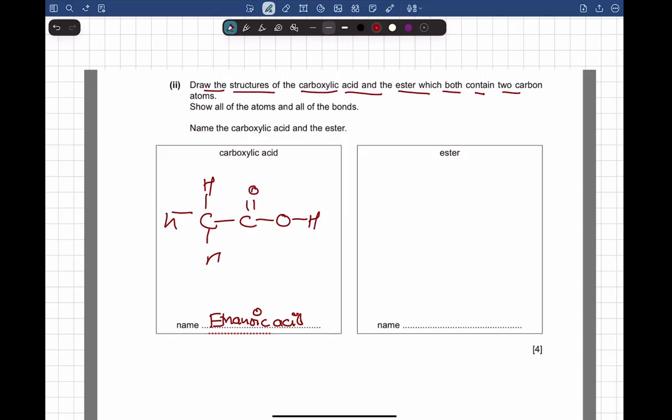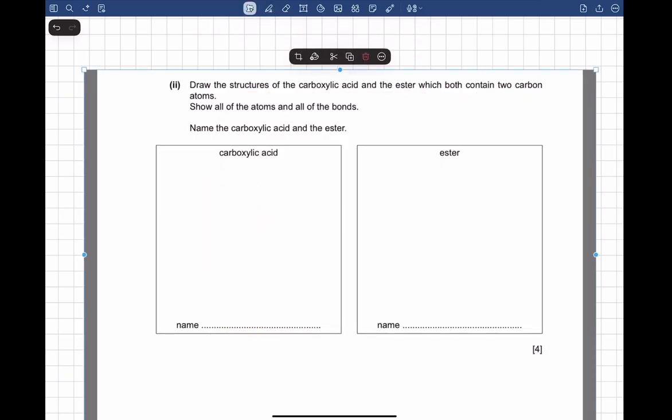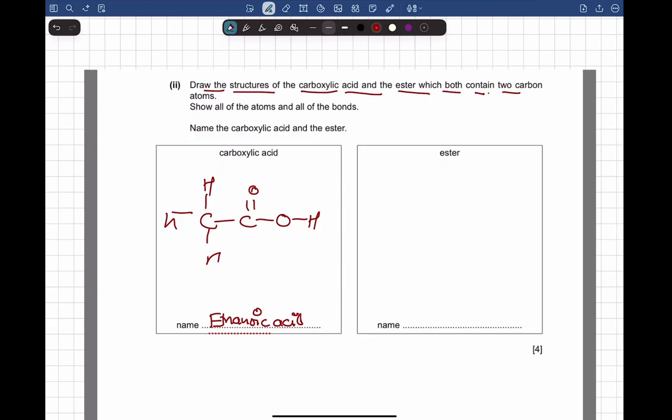wait, might be reading the question wrong. So draw the structure of the carboxylic acid and the ester which both contain 2 carbon atoms. So the carboxylic acid that contains 2 carbon atoms is this, and the ester that will contain 2 carbon atoms will be methyl methanoate. Only this is a possibility, right? Just think about it. They're asking you for an ester which contains 2 carbon atoms only. Then the only possibility is methyl methanoate.